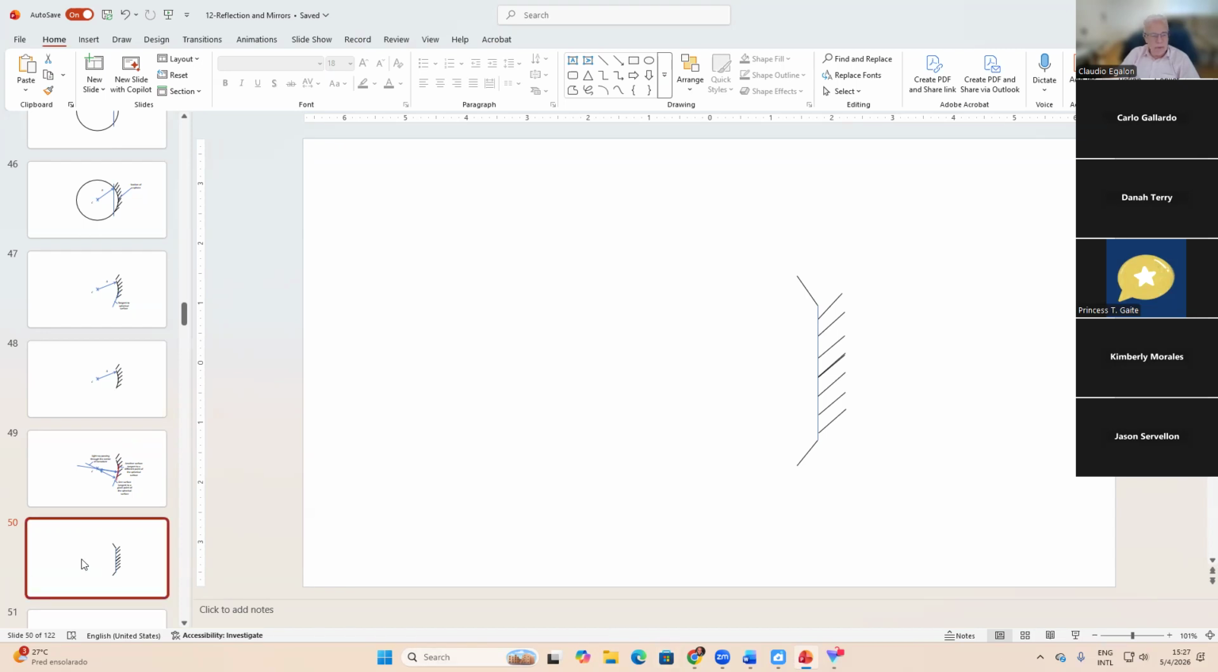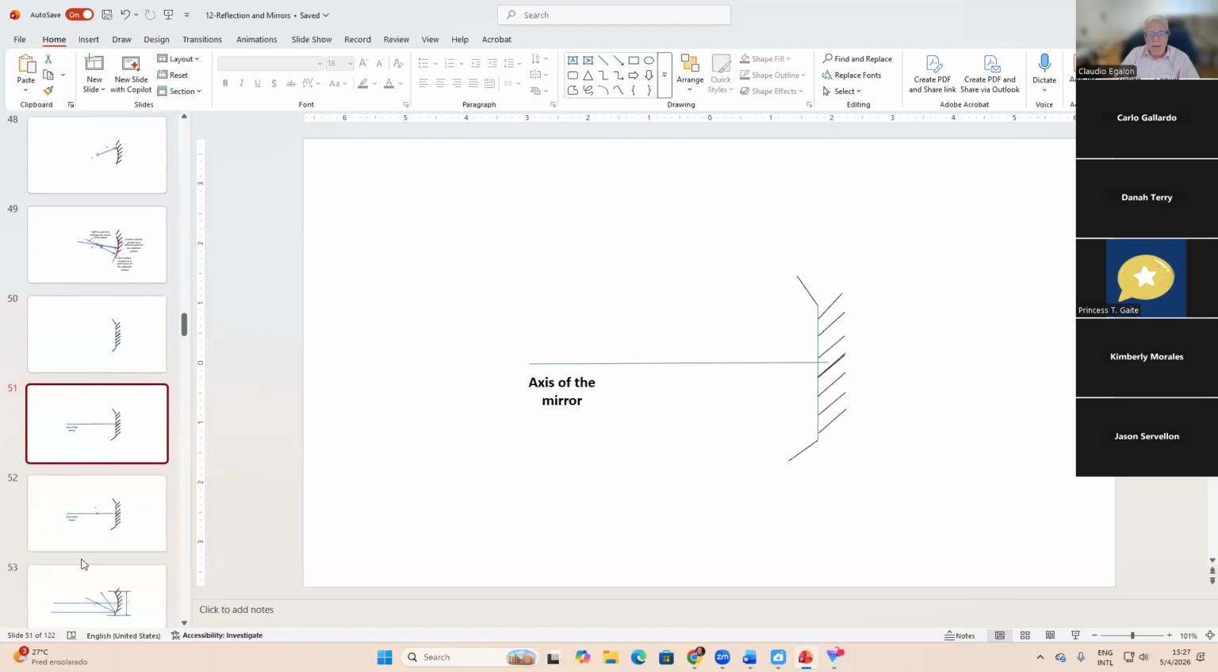Next, we do the same thing that we did before. We draw the axis of the mirror, and I want to extend it even further. Okay, I marked the point of curvature, the center of curvature, letter C. This is the axis of the mirror.